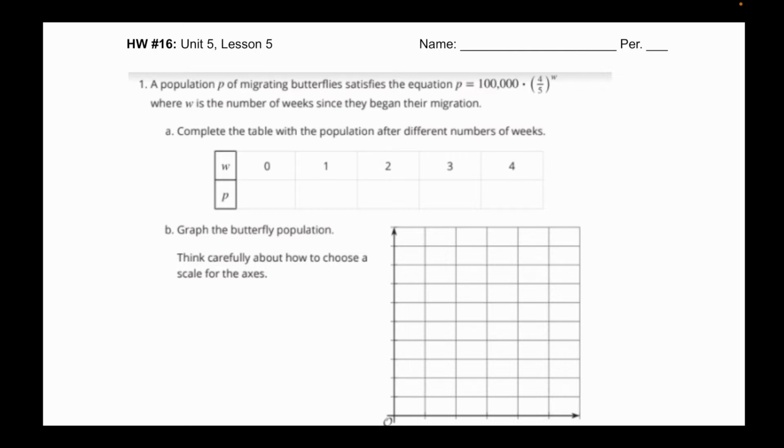So let's fill out our table. If we plug in 0, that will give us our initial value. Plugging in 0 means 0 is going to be in the exponent, so this part goes away because anything to the power of 0 is 1. So we just have the 100,000. We're going to start with that 100,000 in here.